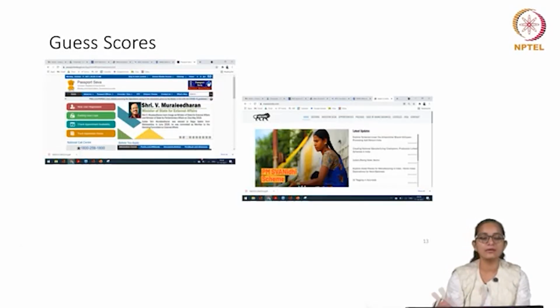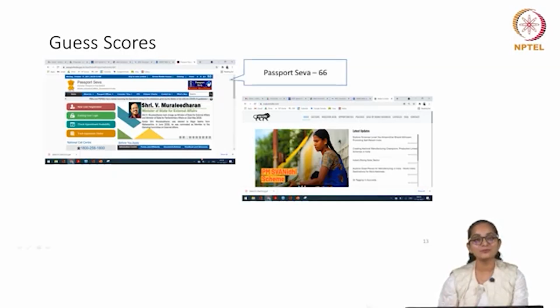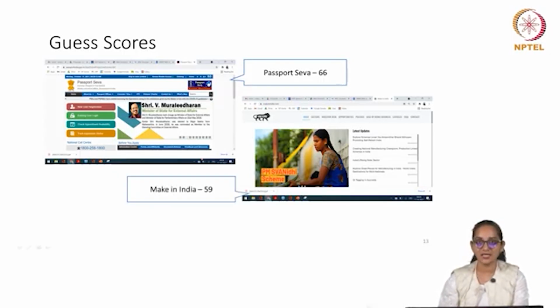So, say for example, Passport Seva and Make in India, these two websites were also evaluated. I am sure you might have visited both of these websites. So, do you have any idea or can you guess what the scores would have been for these two? I mean, they are one of the cleaner, good looking websites, right. So, Passport Seva is sadly 66 and Make in India is very sadly 59, which is much lower than the minimum compliance threshold also.